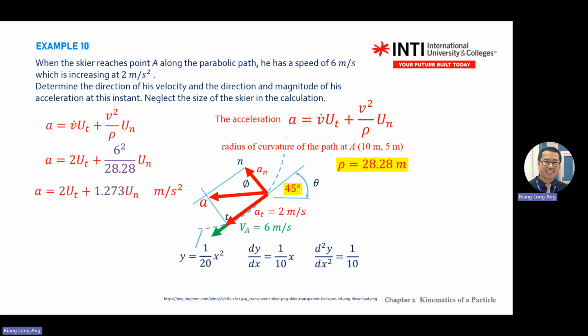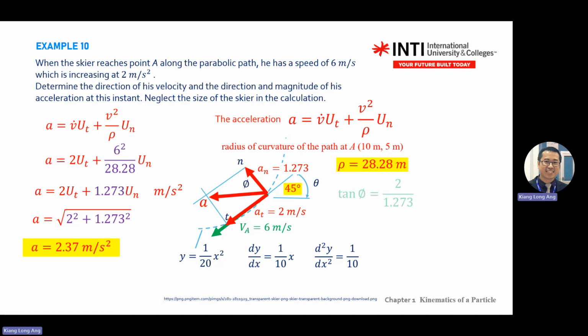The rest you look from the slides. You substitute, and you'll get the final answer. Find the magnitude, square root of the squares, and you get the answer. Why is it 2? What is V dot? dV dt. The acceleration was given in the question already. That's why it is 2.